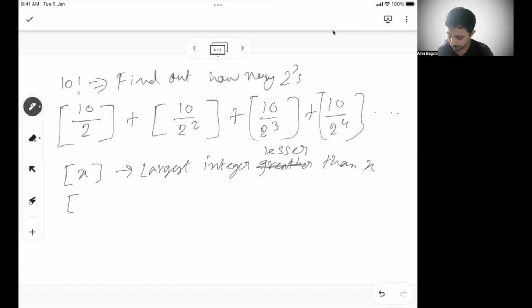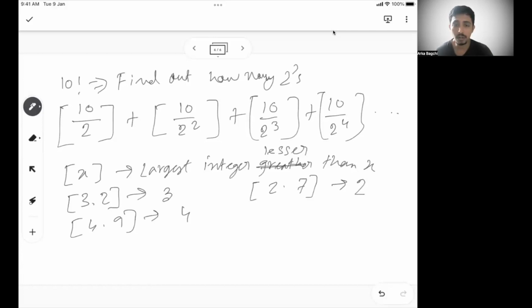For example, box of 3.2 is 3. Box of 4.9 is 4. Box of 2.7 is 2. So it's always the largest integer which is lesser than the value in the box. From here, 10 by 2, I will get 5 in the box. 10 by 2 square, I will get what? 2.25 in the box.